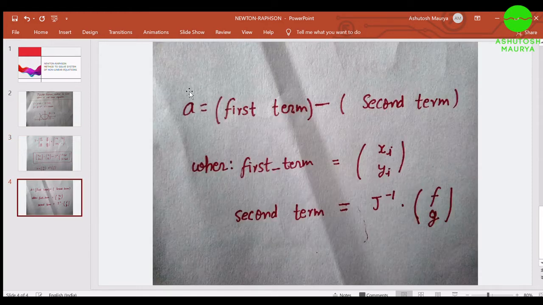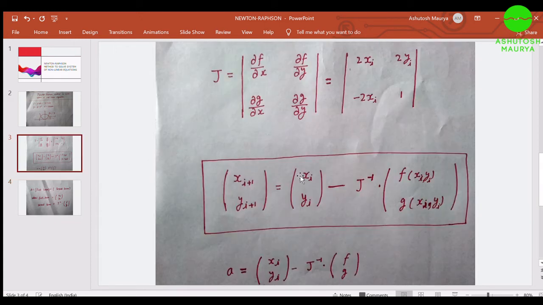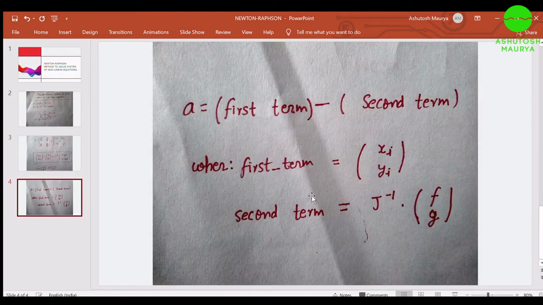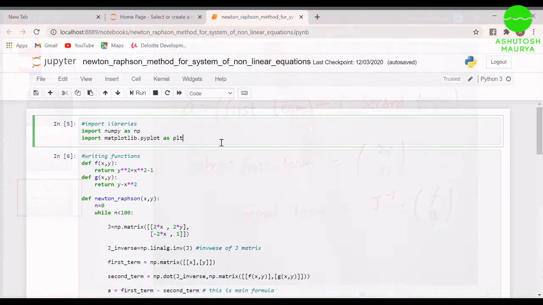A equals first term minus second term, we will implement it like this in Python, where the first term is this term and the second term is this term.